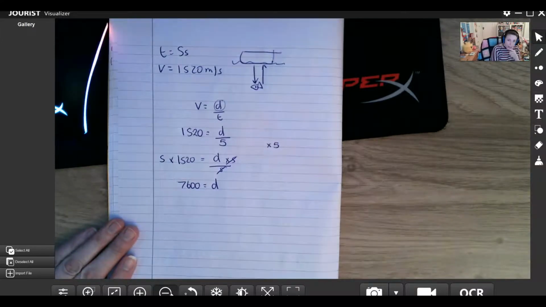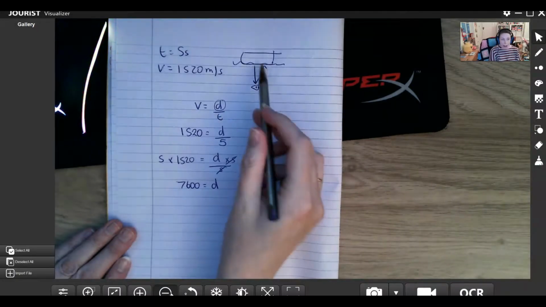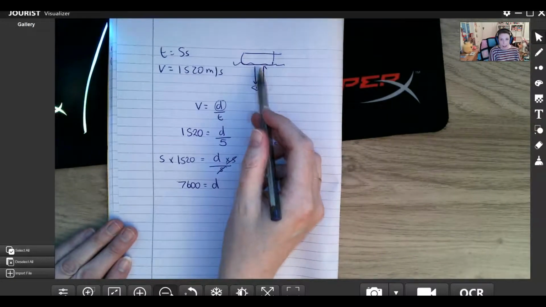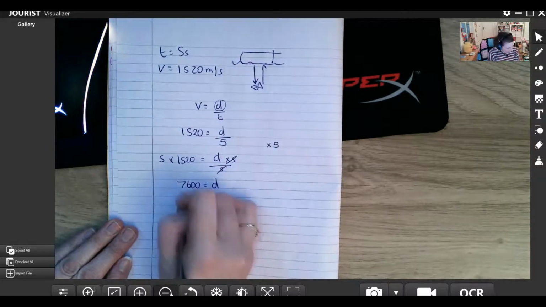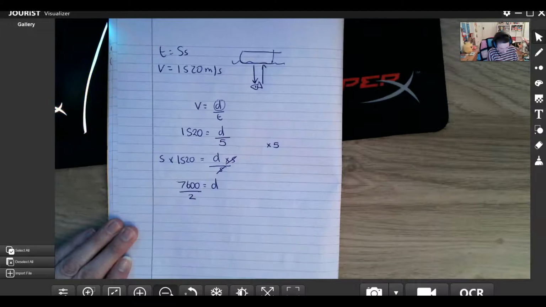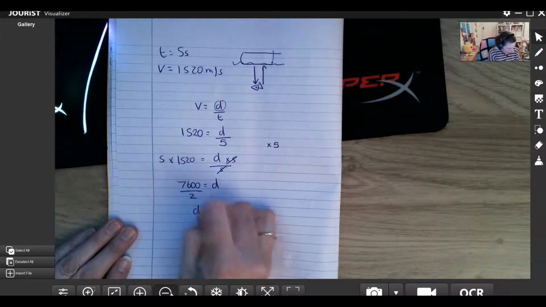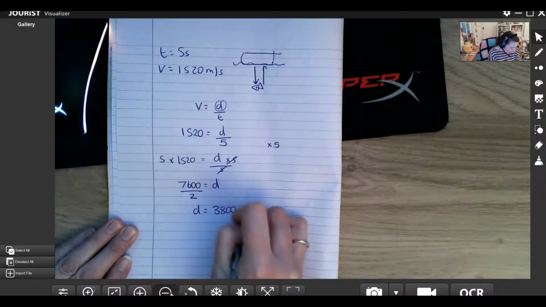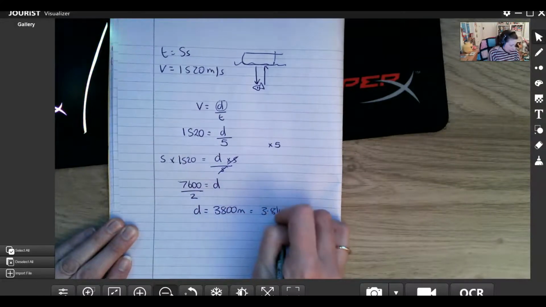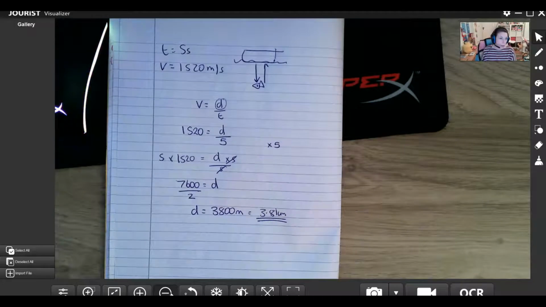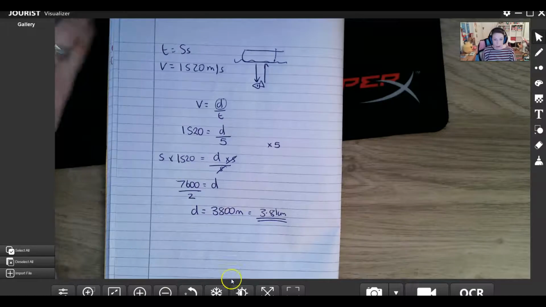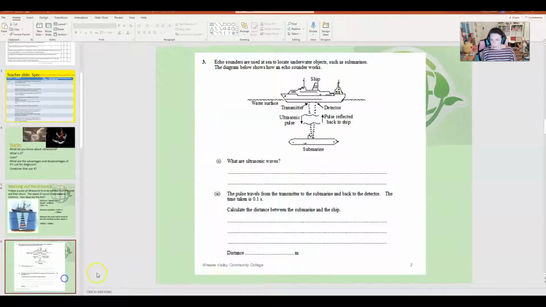Okay, but that's how far the wave travelled down and back, and I need it to just be down because I want to know how far the fish are away. So what I need to do then is divide it by 2 to get my actual value of how far away the fish are, and the fish are 3,800 metres, which is 3.8 kilometres away. So ultrasounds work in exactly the same way, it's just that the speed of sound is different. Okay, so that's how we use waves for exploration. I think that's it.